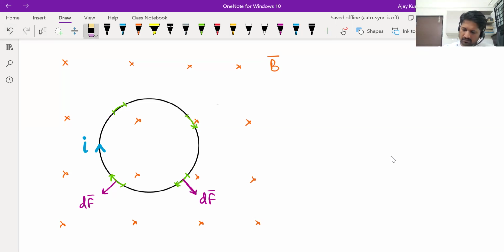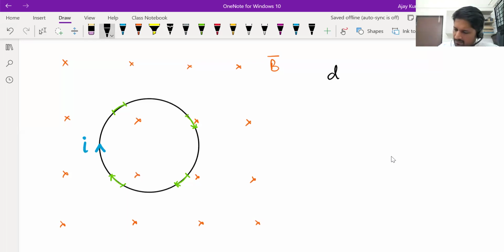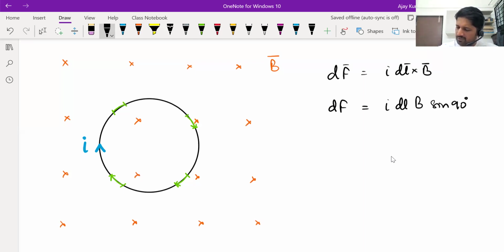Anyway, we know that there are forces acting on this wire radially outward. We can even tell the magnitude if needed, because dF is I dl cross B. That's the vector notation. But if you only want the magnitude of the force, it will be I dl B sine 90 degrees, because every dl vector is in the plane of your screen. Magnetic field is perpendicular to your screen. Angle between them will be 90. So the force is I dl B on each element.